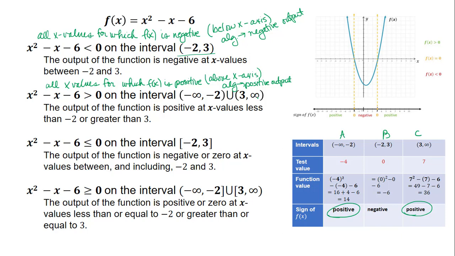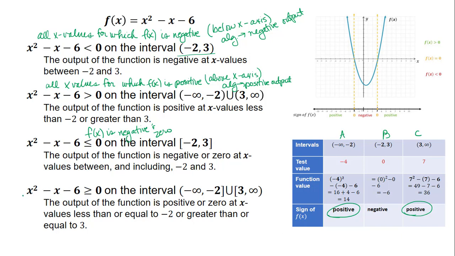The only thing that changes is when we have less than or equal to 0. So if I wanted to solve x squared minus x minus 6 is less than or equal to 0, that just means I need to also include the zeros of the function. So that is where the function is negative and 0. And so that means that we can then include those x-intercept values of -2 and 3. We would have bracket at -2, comma 3 bracket.